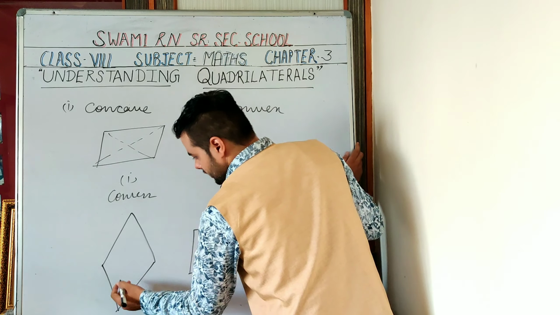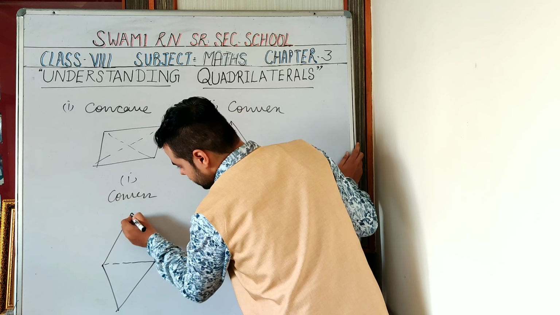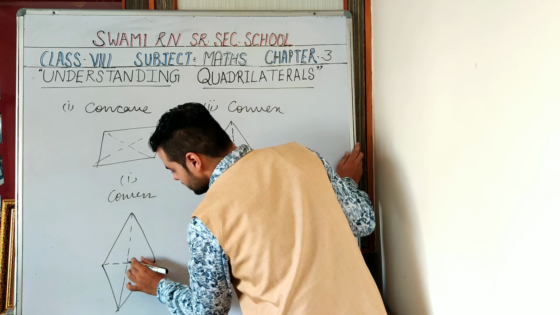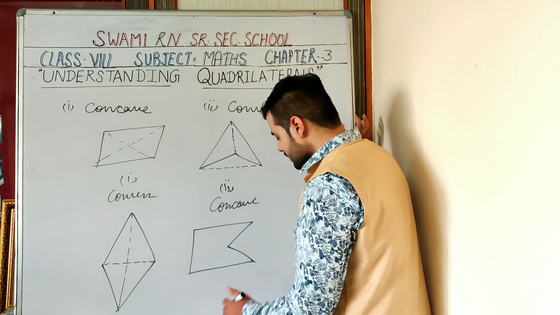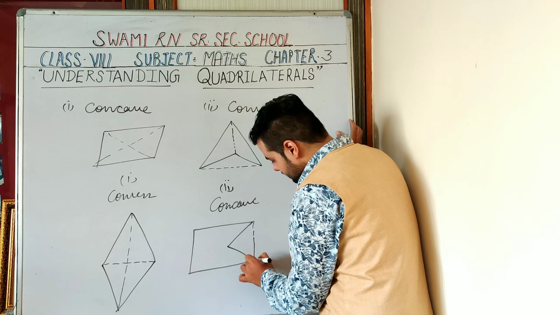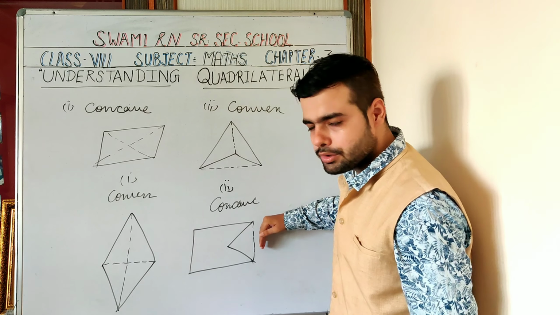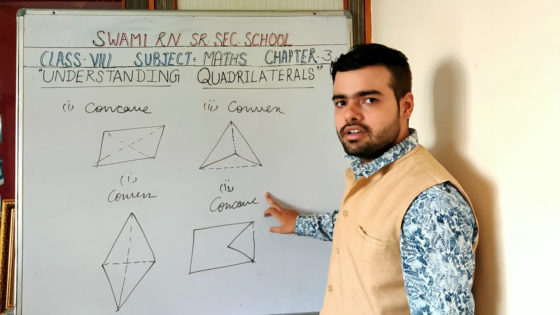Now in this figure, when we draw the diagonals, they are drawn inside the figure, so that is an example of convex. And in this figure, when we draw the diagonals like that, because these are outside points, that is an example of concave.